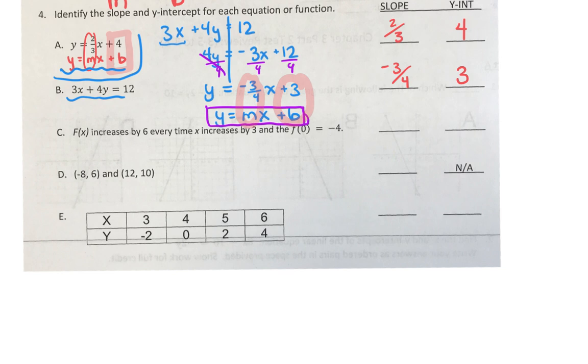Cool. Now the next one's really easier than it looks. It says it increases by 6. The f of x, the output, increases by 6. So that's our rise. Our rise is 6 every time x increases by 3. That's called your run. Your rise over your run. So rise was 6, and our run was 3. So 6 over 3 is our slope.